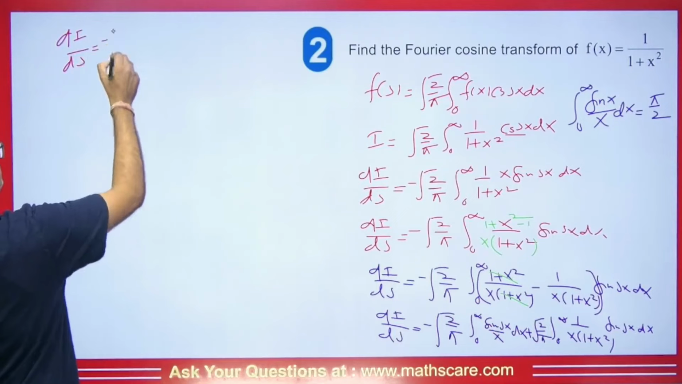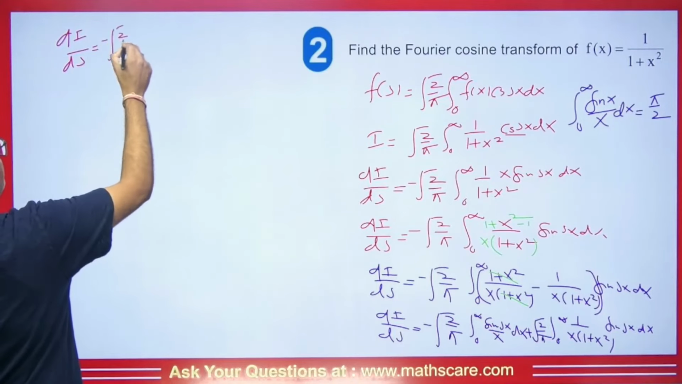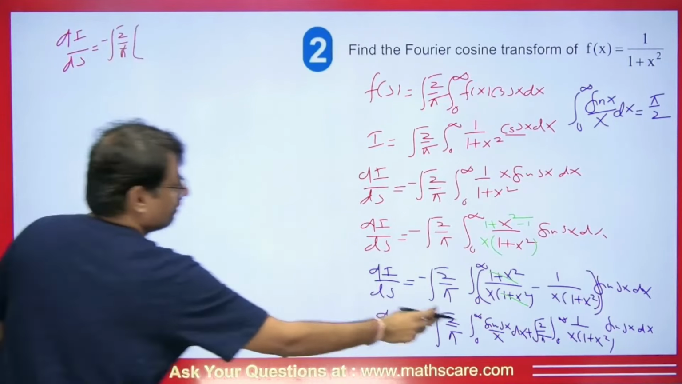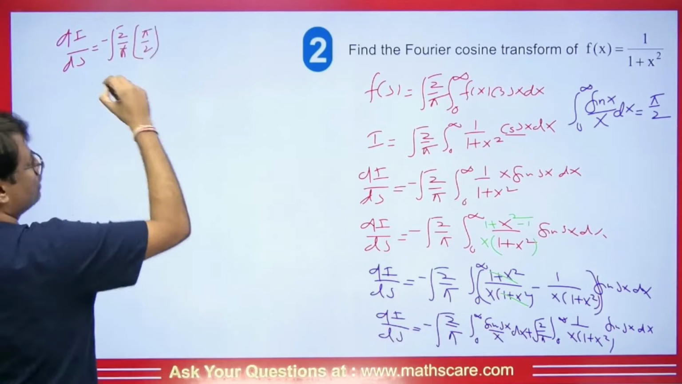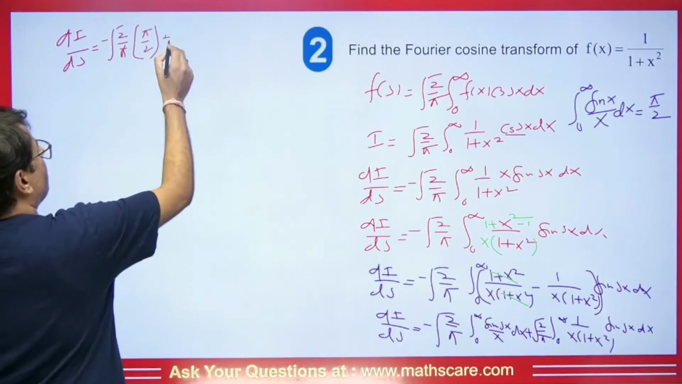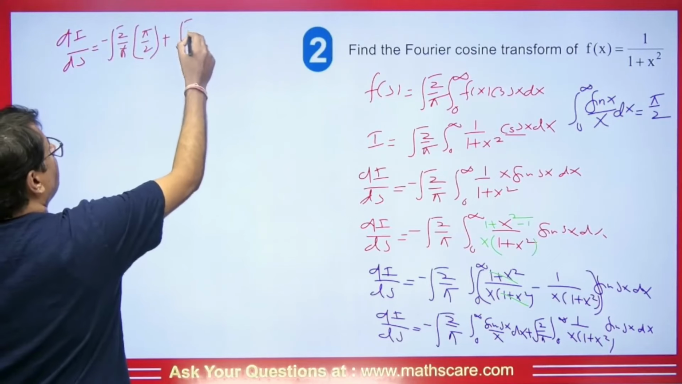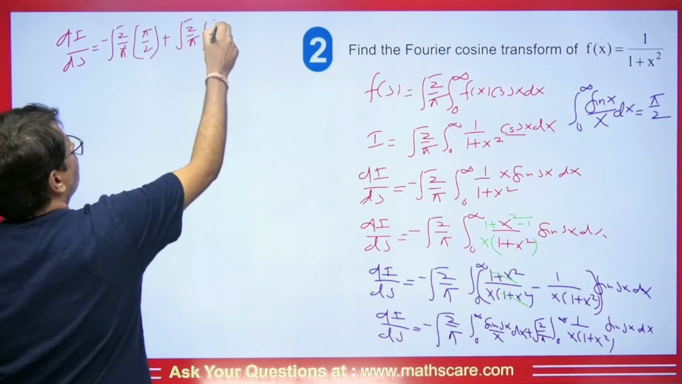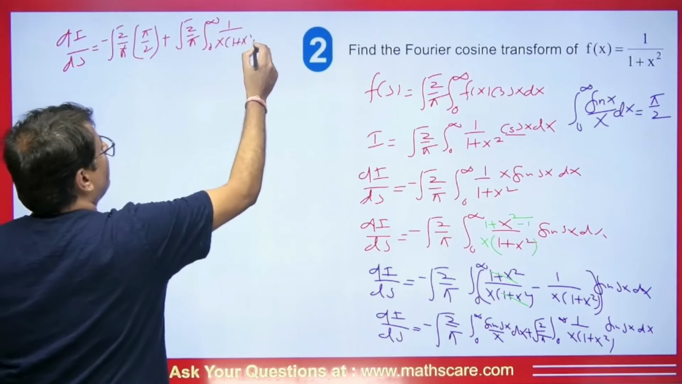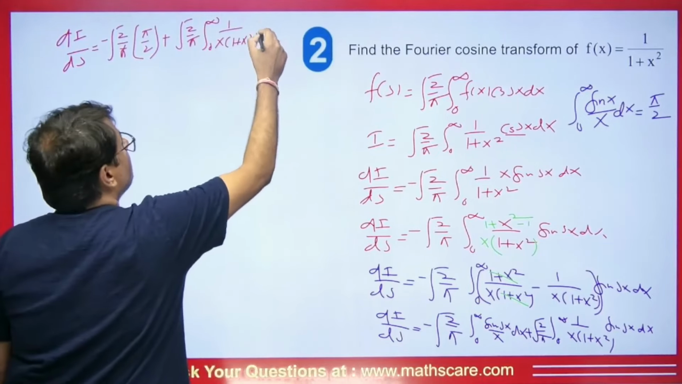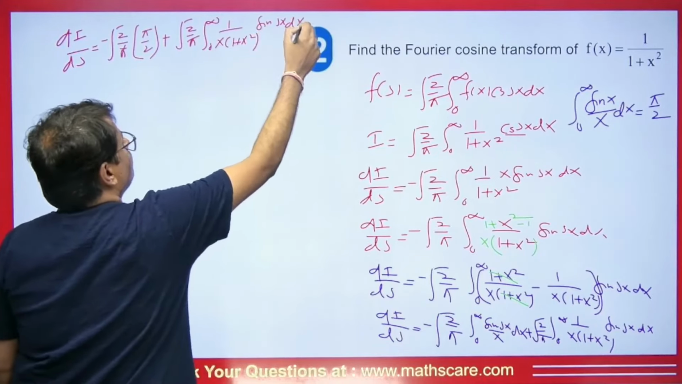Now the value we will get is 2 by pi, right? And as you can see, the value of this particular expression that we have will be pi by 2. We will take it as pi by 2. The rest will remain as it is. So we will write this as it is. This will be 2 divided by pi, from 0 to infinity, and this will be 1 upon x(1 plus x square). And students, here we will get the integral of sin(sx) dx, right?